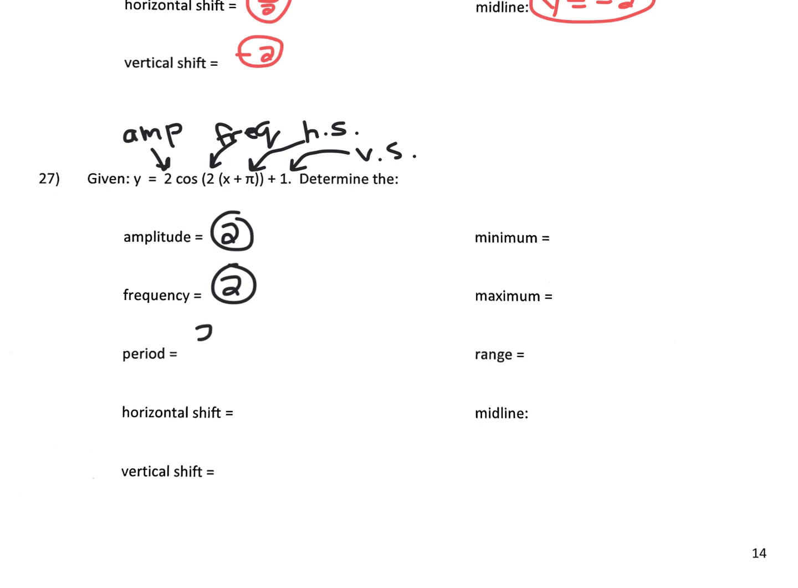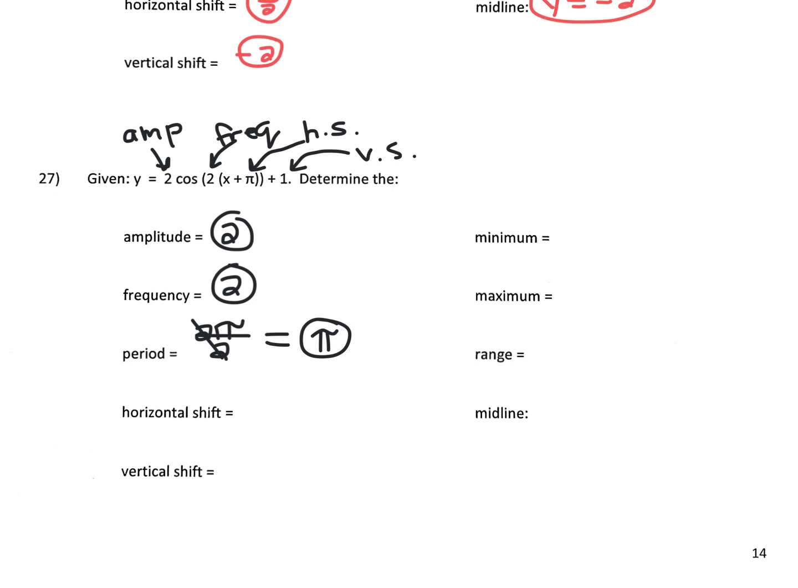The period we know is equal to 2 pi over the frequency, and since the frequency is 2, it's 2 pi over 2. So then that's going to simplify, right? The 2's cancel to just pi. That's our period, right? That's the horizontal length of one complete cycle.